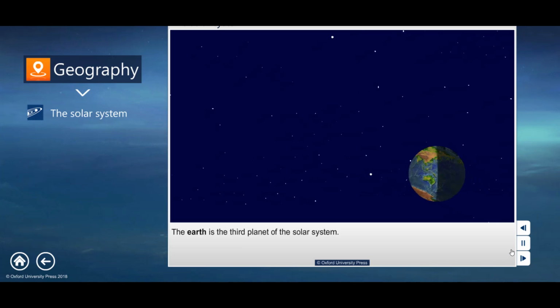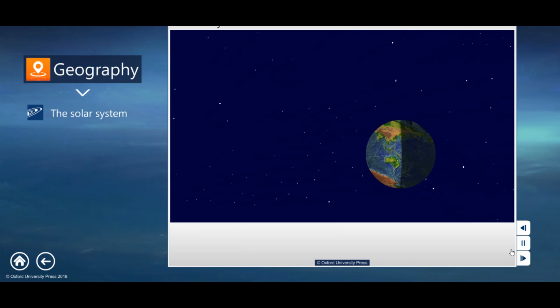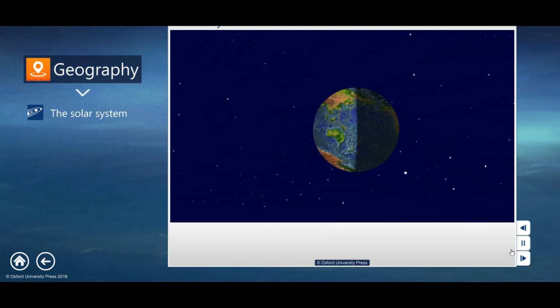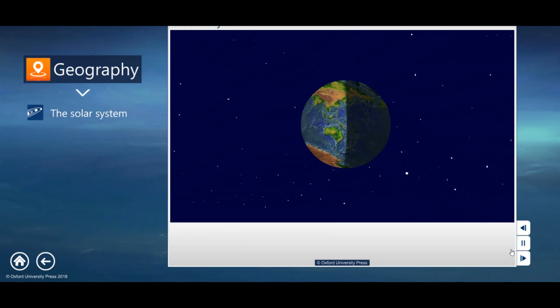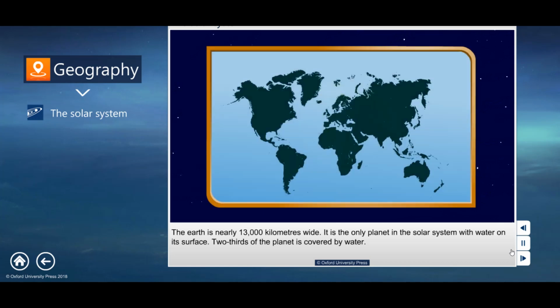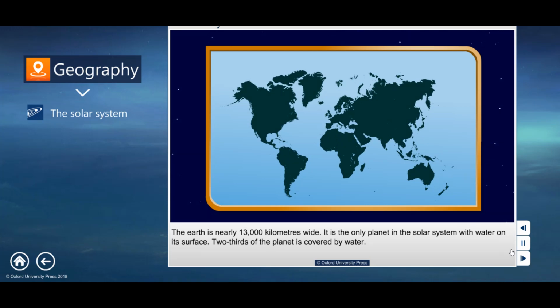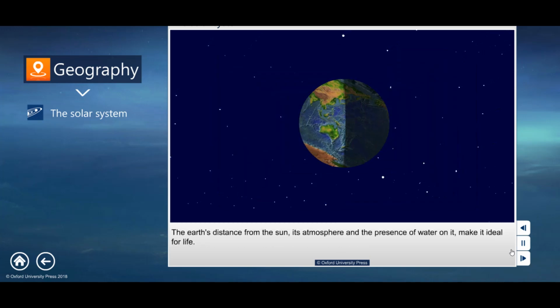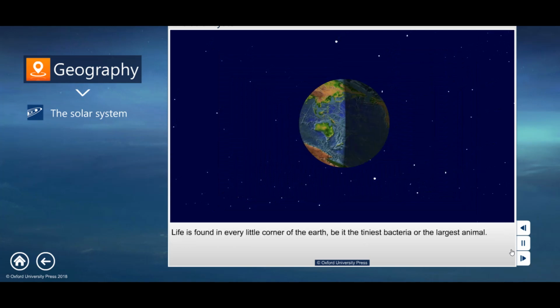The Earth is the third planet of the solar system. It is the only known planet which supports life. The Earth is nearly 13,000 kilometers wide. It is the only planet in the solar system with water on its surface. Two-thirds of the planet is covered by water. The Earth's distance from the Sun, its atmosphere, and the presence of water on it make it ideal for life. Life is found in every little corner of the Earth, be it the tiniest bacteria or the largest animal.